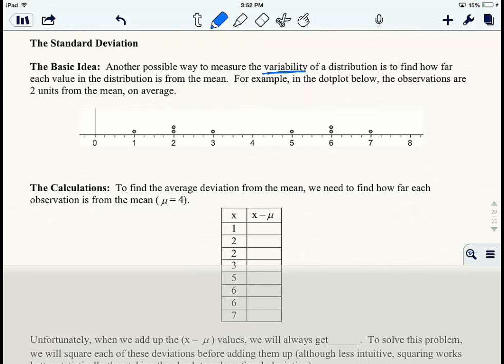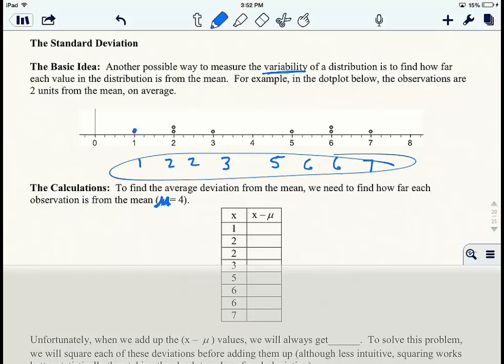So they're saying that we have one value at 1, 2 values at 2, 1 value of 3, 1 value of 5, 2 values of 6, and 7. And they're saying the mean, notice that they're using mu, is 4 because this is all of the data points in the population we're talking about.